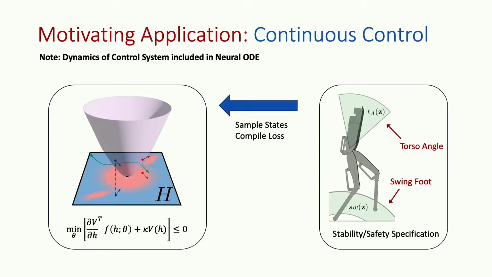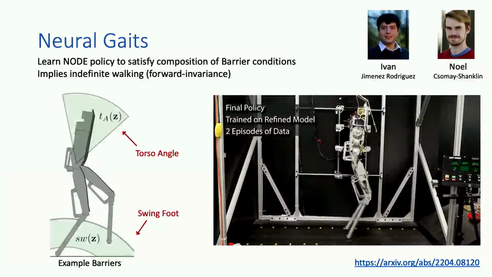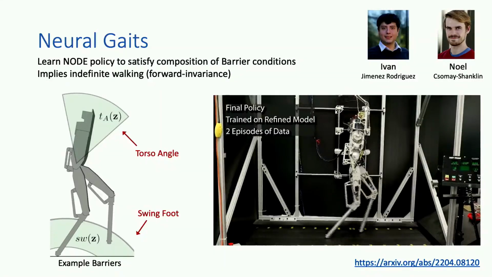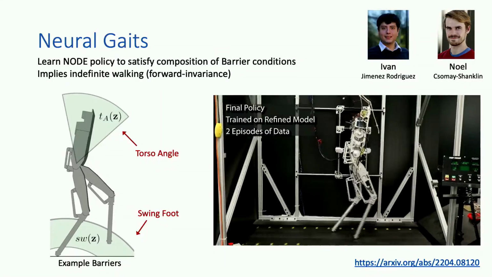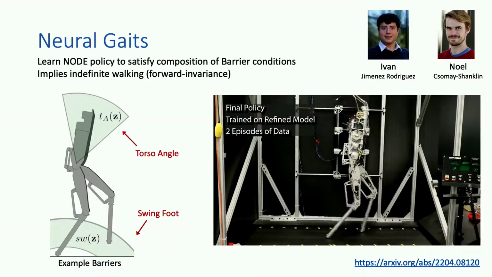You compile your Lyapunov loss. Actually, in this case, it's a barrier loss, but it's mathematically the same form. You deploy the controller, and then you do this process. And that leads us to the neuro-gates approach, which, to the best of my knowledge, is the first neuro-ODE-based controller for bipedal locomotion with forward invariance guarantees. And so if you're interested, you can check out the paper.